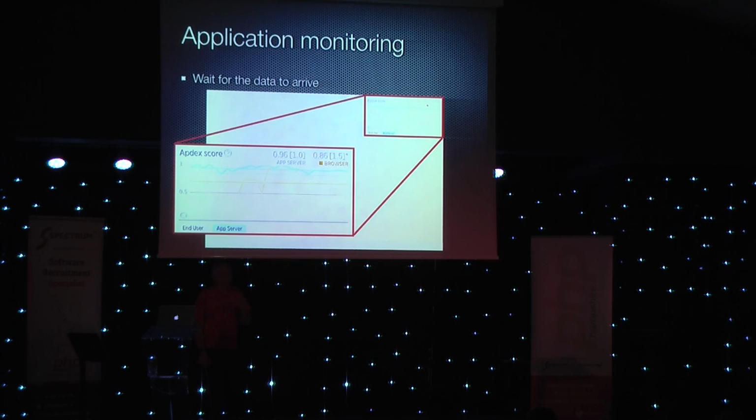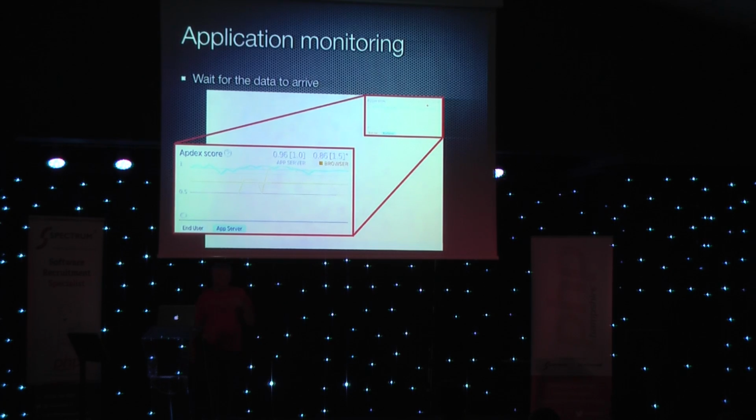The idea being that you set a score, you set a value that you believe is an appropriate value for users. So for argument's sake, you say that I want all of my responses to be delivered within 1 second. So you set your AppDex level at 1.